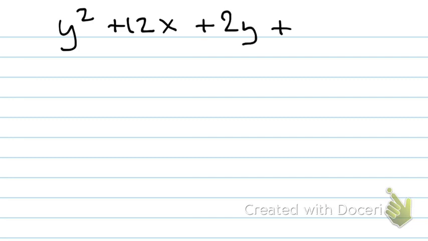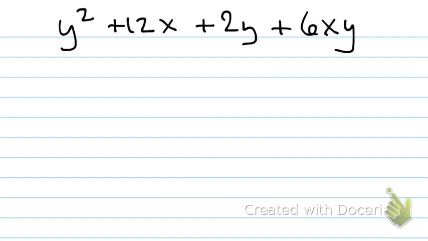Okay? Let's look at another one. y squared plus 12x plus 2y plus 6xy. All right. We're told to factor this, so the first thing we do is look for a GCF. Is there anything common to all of these terms? Is there a number that will divide into all of them? No. Is there an x or a y in all of them? No. So there's no GCF for all of them, is there?